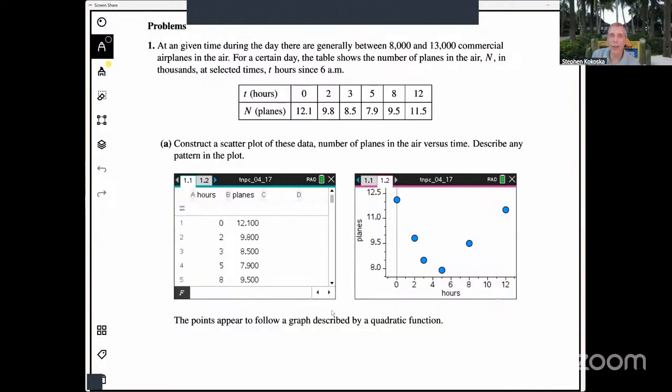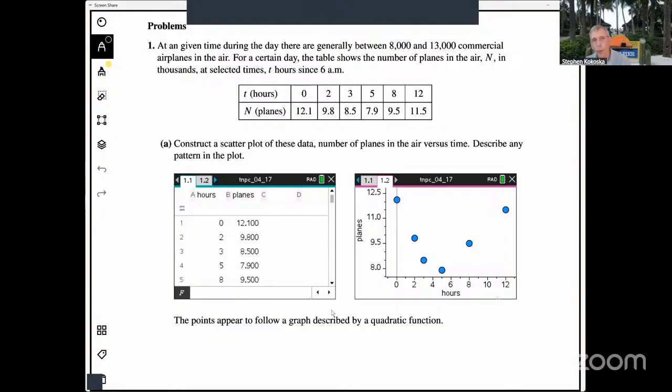Well, here we go. Let's try number one. This one's based on some actual data that I found. It turns out that at any given time during the day, there are between 8,000 and 13,000 commercial airplanes in the air. It's actually true. And on a certain day, let's suppose that this table shows the number of planes in the air, which we'll denote by the variable capital N, in thousands, at selected times T hours since 6 a.m. So there's a table of, I guess, 6 values.